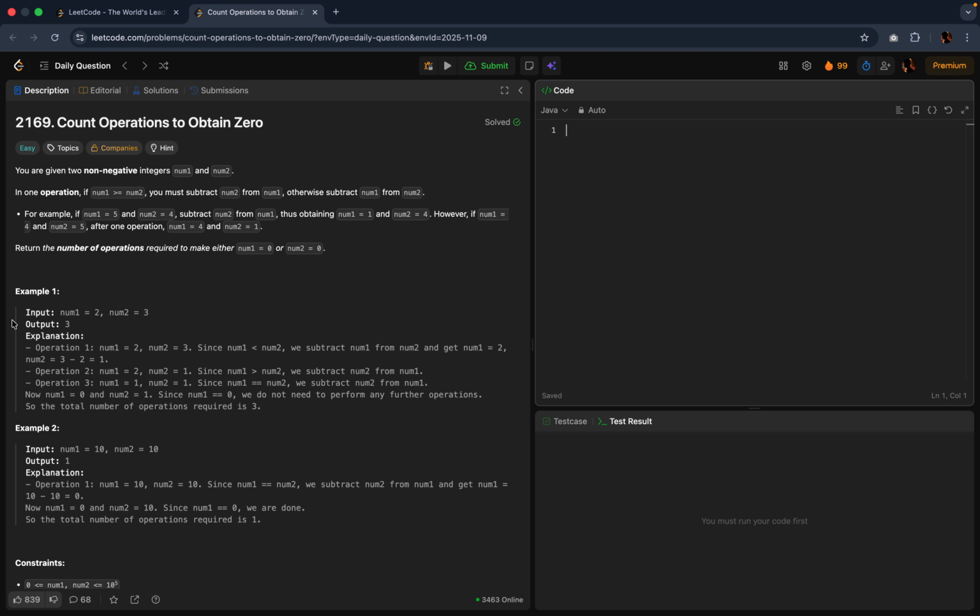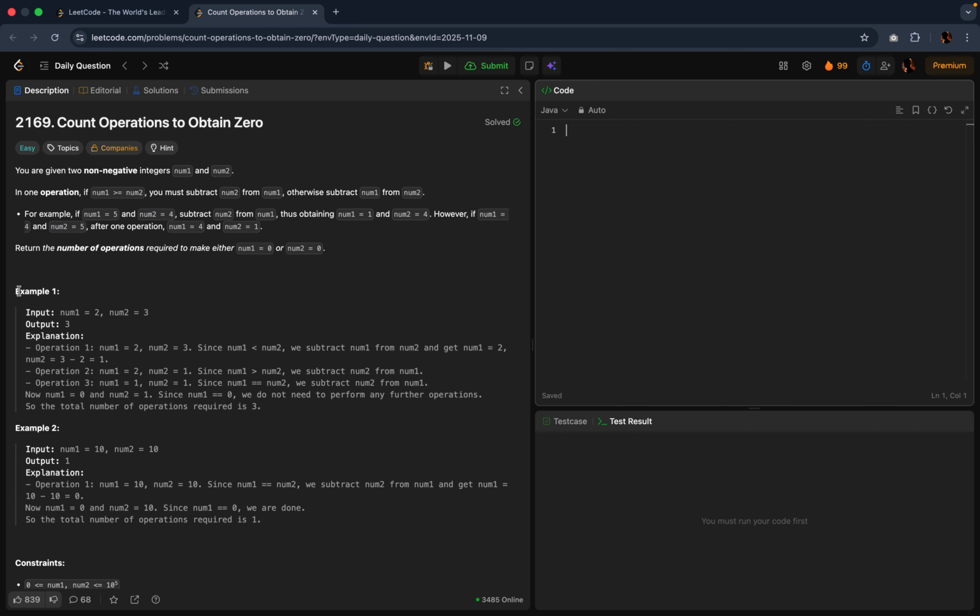So first we will go through the question by ourselves. The question number is 2169, Count Operations to Obtain Zero. In this question we will be using the Euclidean algorithm basically. I will give you the gist: we are given two non-negative integers num1 and num2, and in an operation, if num1 is greater than or equal to num2, then we must subtract num2 from num1, otherwise do the opposite of it, and we have to obtain 0 in either num1 or num2 in the least possible operations. That is what they have said.